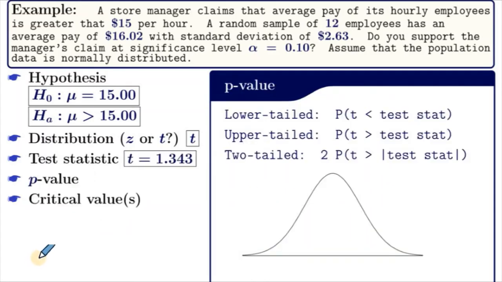Now let's find p-value. Note that it is upper tailed test. Since we have greater than sign in alternate hypothesis, p-value is the probability that t is greater than 1.343. Let me label the graph here. So basically, we are interested in this area, and this point here is 1.343. To get the p-value with t distribution, we must use technology. So let's use TI-84 calculator to find this area here.